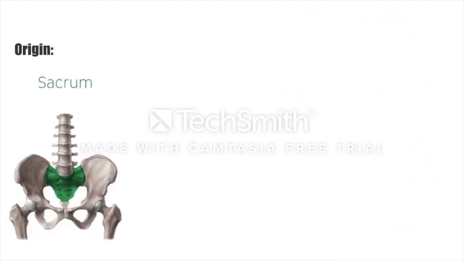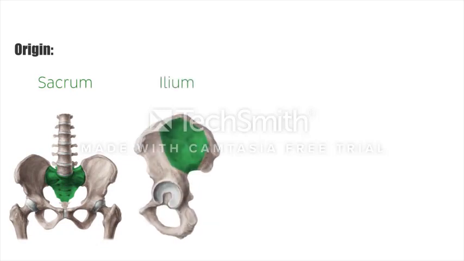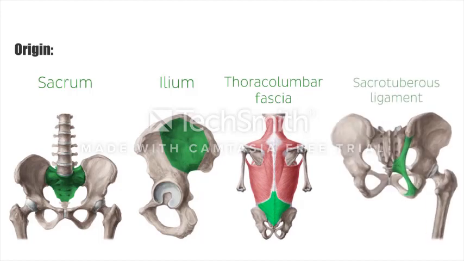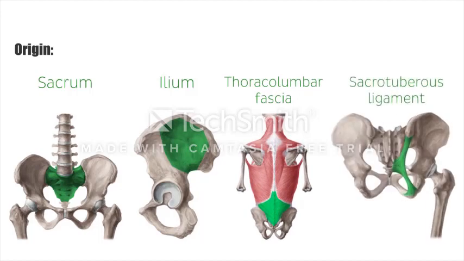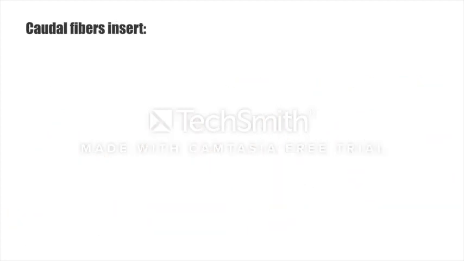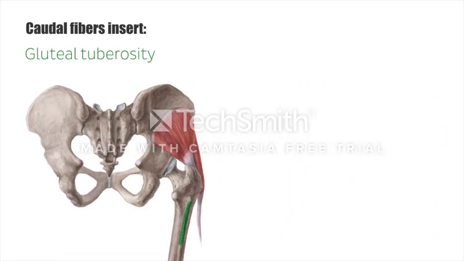The muscle originates from the sacrum, dorsal part, ilium, behind the posterior gluteal line, the thoracolumbar fascia, and the sacrotuberous ligament. Its caudal fibers insert at the gluteal tuberosity of the femur.